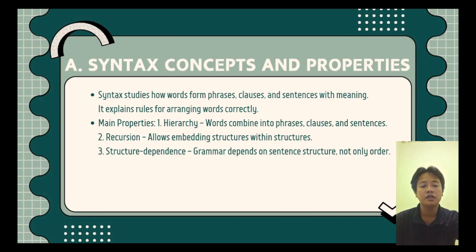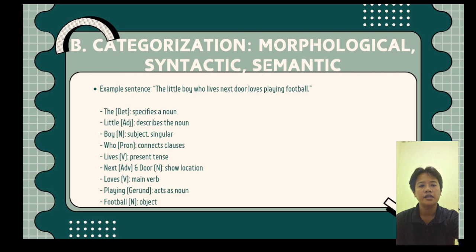And the third is structure dependence. This means grammar follows the structures of the sentence, not only the order of words. Okay, next, categorization: morphological, syntactic, and semantic. Now let's move to the categorization.